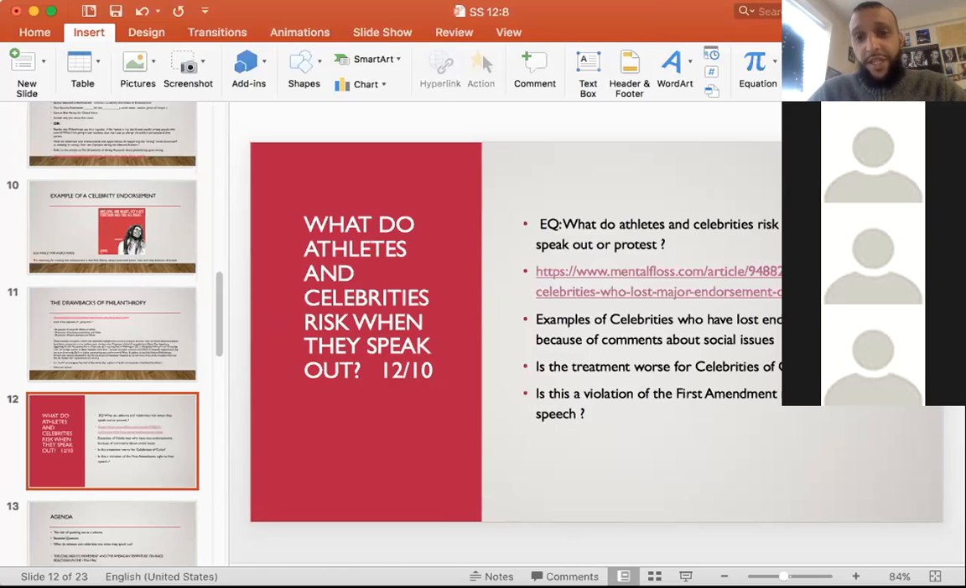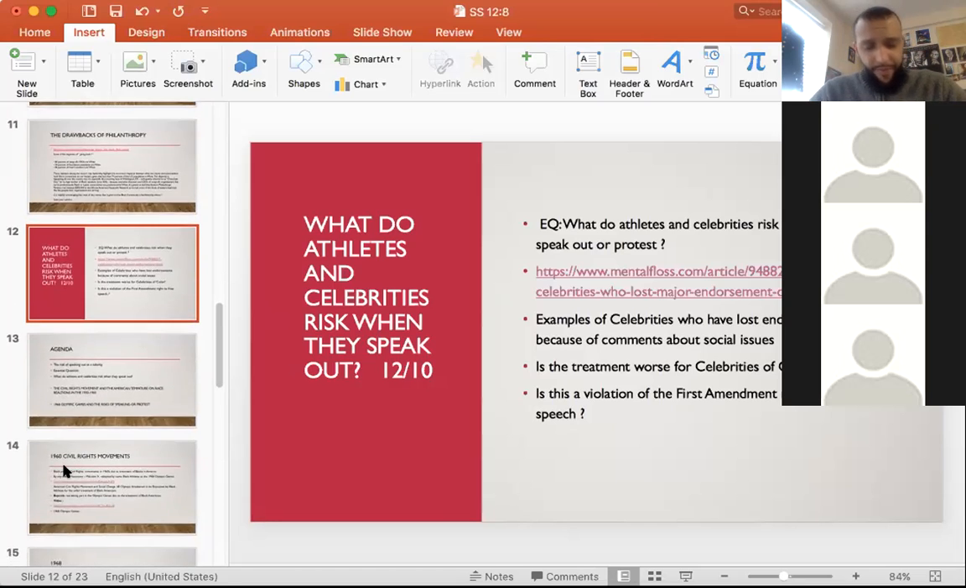So our central question is, what do athletes and celebrities risk when they speak out or protest? We have looked at in the first class that athletes, who make a lot of money and are exposed to other people, put themselves at risk of losing their money. Exactly. They'll lose their job, they'll lose their endorsements. So there's a lot of things that can happen.